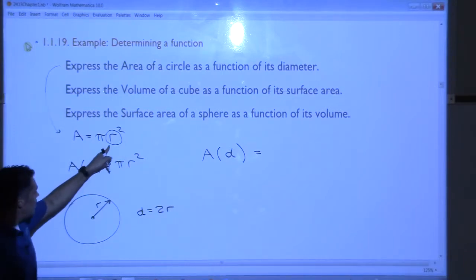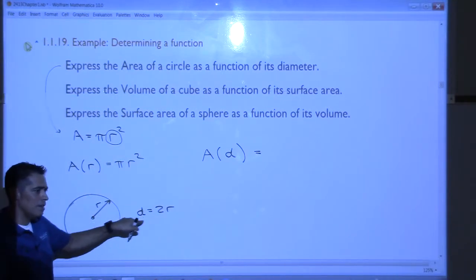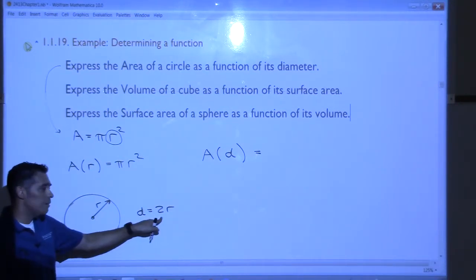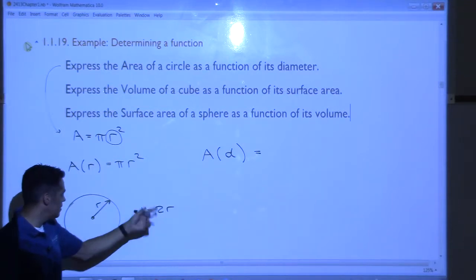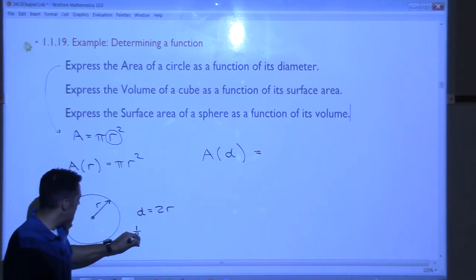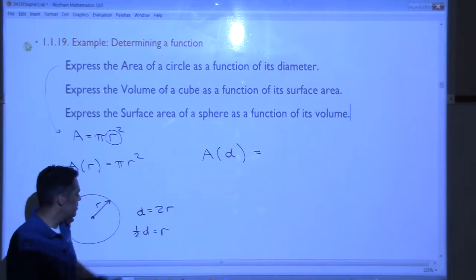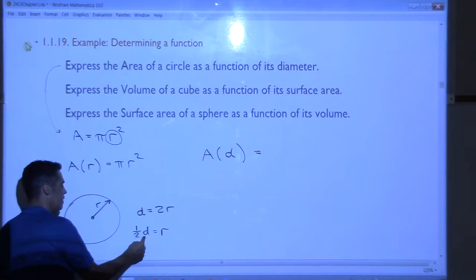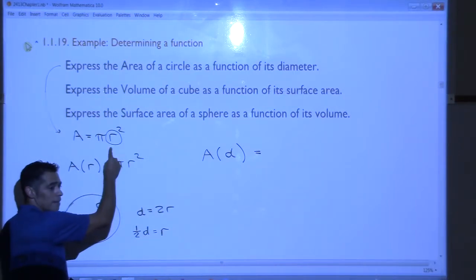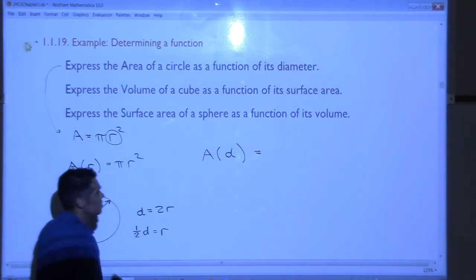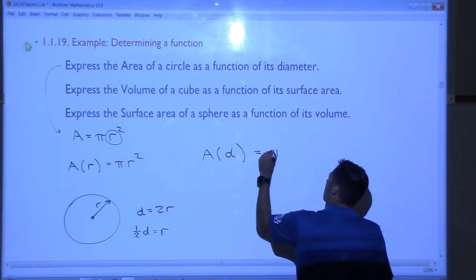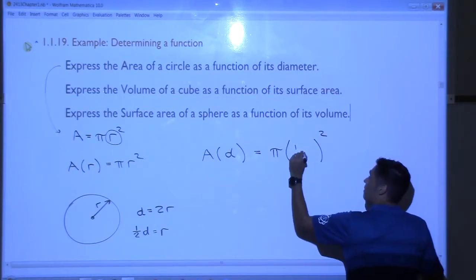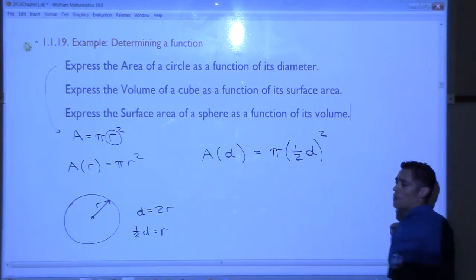So if I'm going to replace this r, I come back down to this equation that I know. This is my relationship between r and d, and I solve it for r. If I take half on both sides, half the diameter is the radius, and now I can take this expression for r in terms of d and replace it in that formula, right? We good? So this will become pi, and then what squared? 1/2 d squared, right?